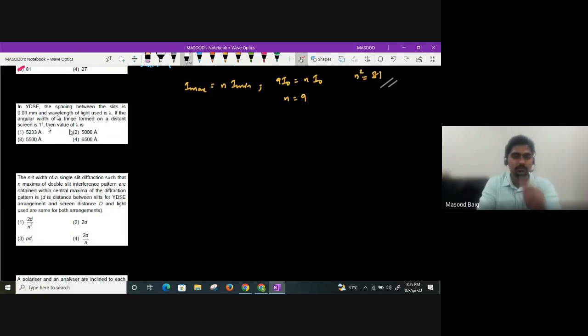So what is angular fringe width given by? What is angular fringe width given by, beta? We have done this, no? It is given as lambda divided by small d or not? Yes or no?